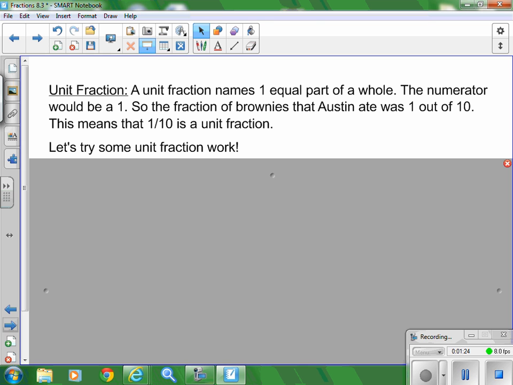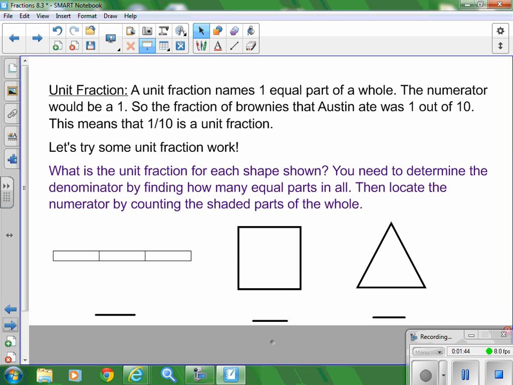So the definition for a unit fraction: it names one equal part of a whole. The numerator would be the 1. So the fraction of brownies that Austin ate was 1 out of 10. So this means that 1/10 is a unit fraction. So basically, anytime the numerator is 1, it's called a unit fraction. That's all you need to know. Let's look at some examples here.